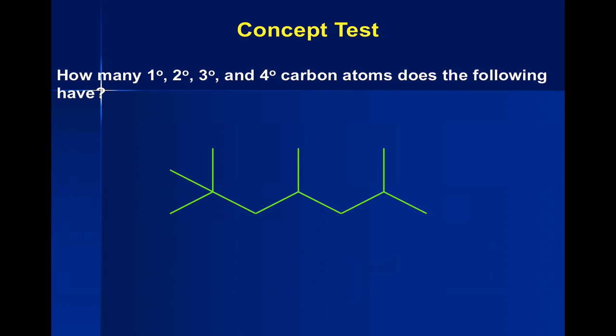How many primary carbons do we see up there? 6? Where are they? Okay, so here, here, here, here, here, and here, right? So that's 6. How many secondaries do we have? 2. Tertiaries? 2. And quaternaries? 1. Right?